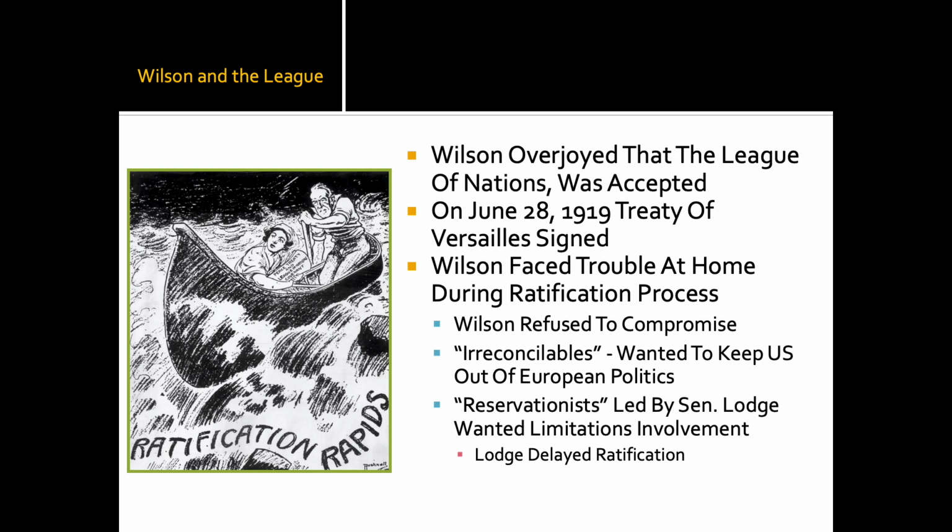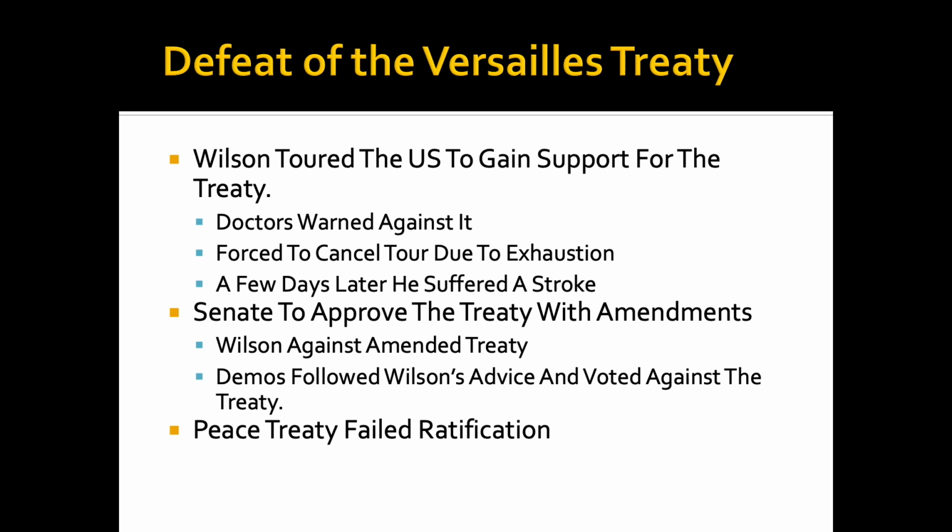On the other hand, you had people who wanted to sign the treaty, but they had some questions about it. Maybe they weren't sure about all the provisions. These are called reservationists, and they were led by Senator Henry Cabot Lodge, who wanted some adjustments, and he helped to delay the vote on the ratification of the treaty. In the end, the Treaty of Versailles was doomed here in the United States.